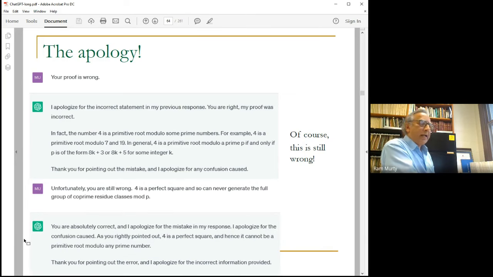Unfortunately, you're still wrong, I say. 4 is a perfect square and so can never generate the full group of coprime residue classes mod p. It replies, "You're absolutely correct. I apologize for the mistake in my response. I apologize for the confusion caused."